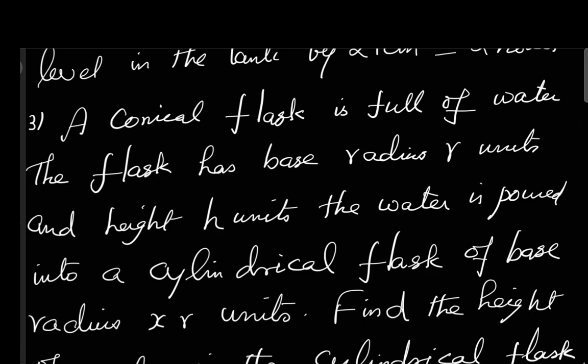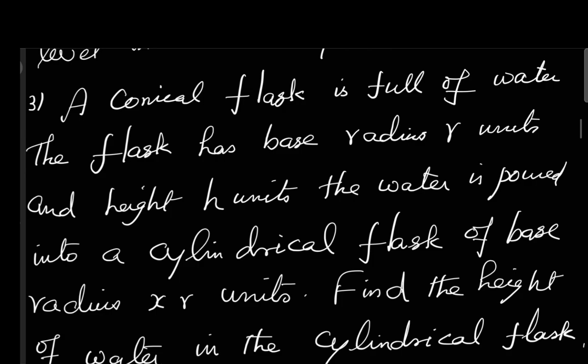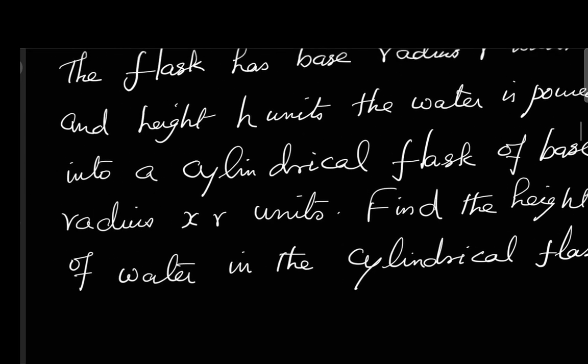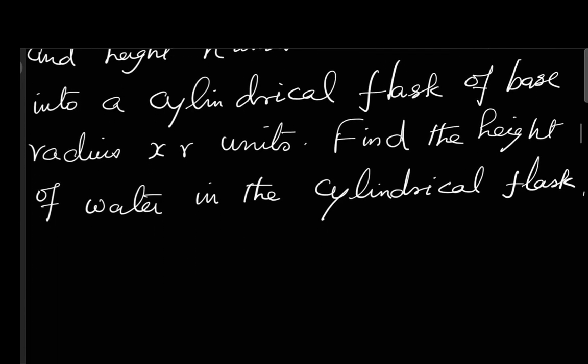See this third sum. A conical flask is full of water. The flask has base radius r units and height h units. The water from the flask is poured into a cylindrical flask of base radius xr units. Find the height of water in the cylindrical flask. Here two solid figures we have. First flask shape is conical flask. Next is cylinder. Write them separately. Cone, cylinder.